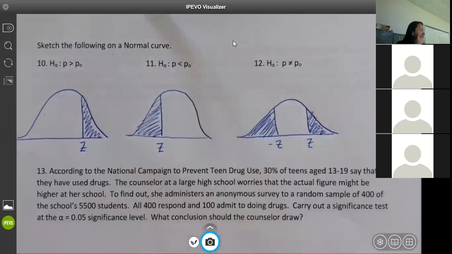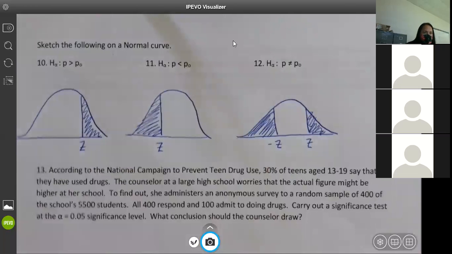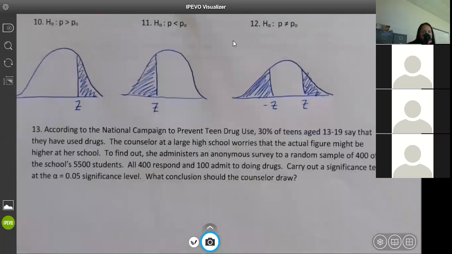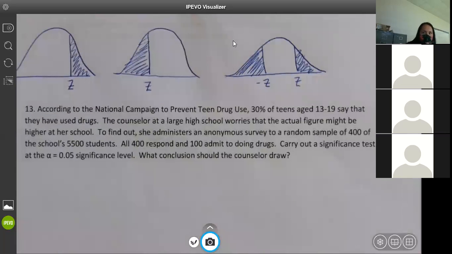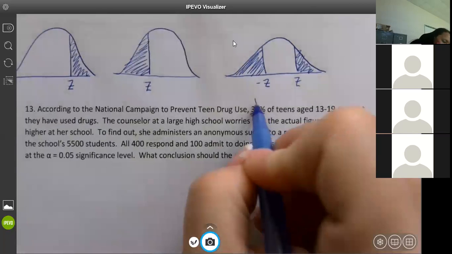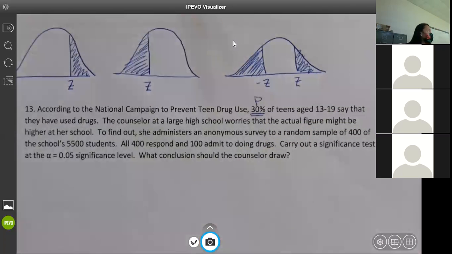All right, so 13 and 14 are what are important. This is kind of going to be on your free response. So when we look at this, according to the National Campaign to Prevent Teen Drug Use, 30% of teens aged 13 to 19, automatically right here, you see a percentage, that's going to tell you it's proportions. They're not going to tell you on your free response what you have to choose, okay? So you have to know the difference between a proportion and means. So percent means proportion of teens aged 13 to 19 say that they have used drugs.